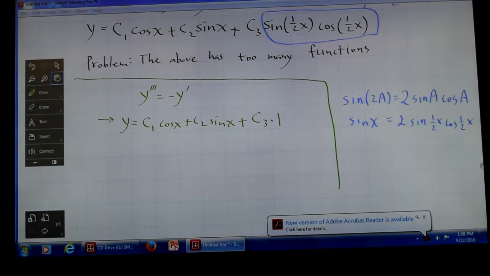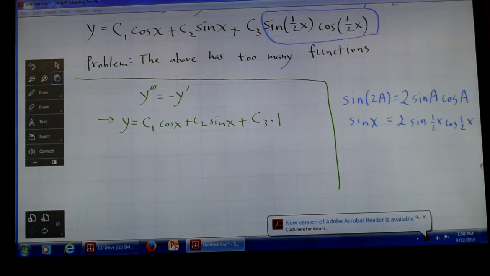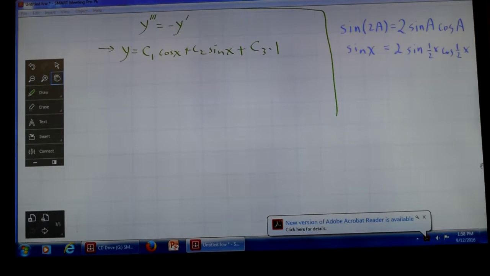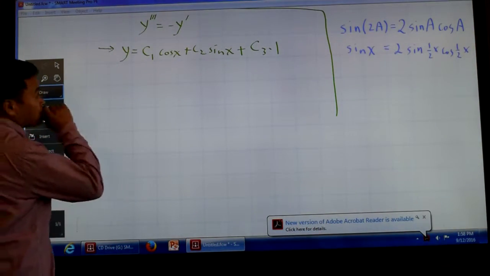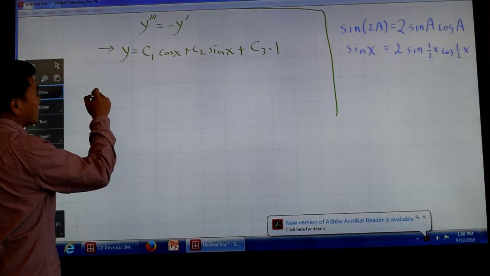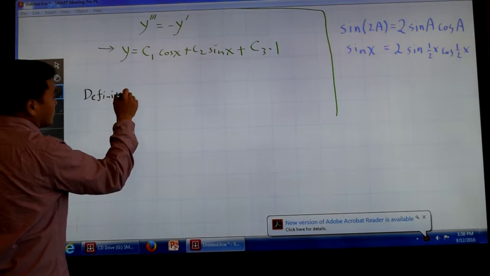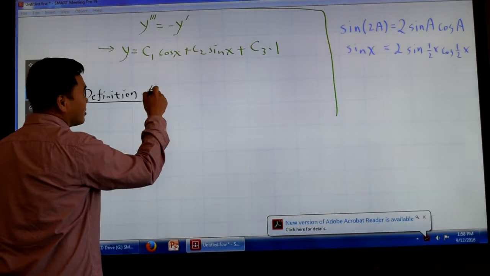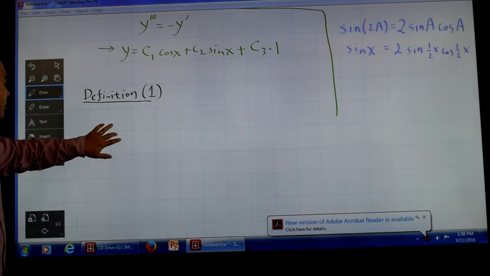So then there comes this notion of linear independence. So let's talk about linear independence. So, definition. I'll just say definition 1 because this is not the desired definition, but it's easier to understand.